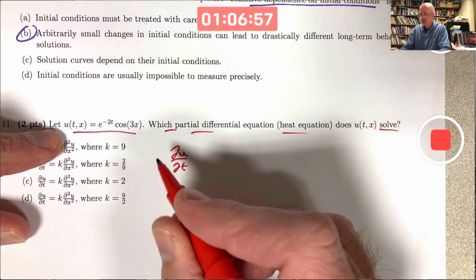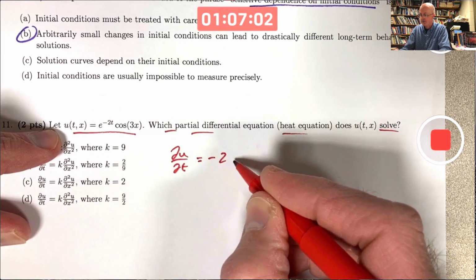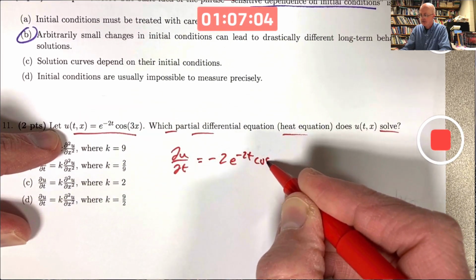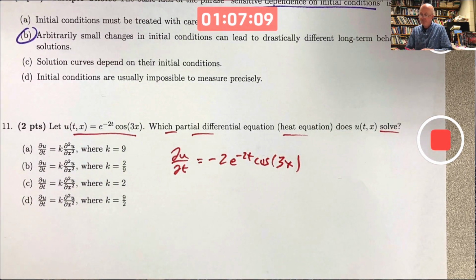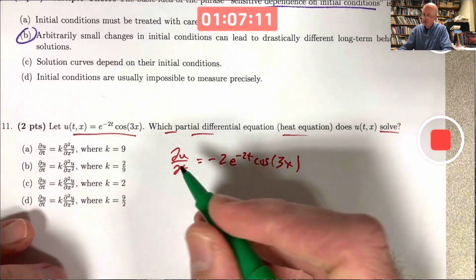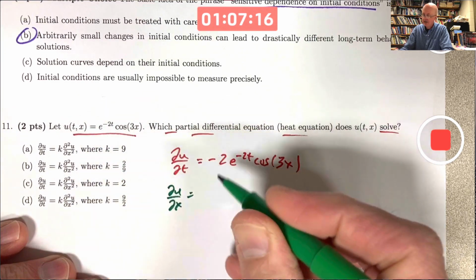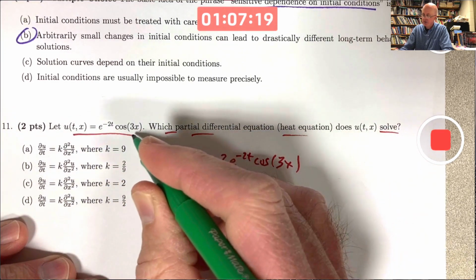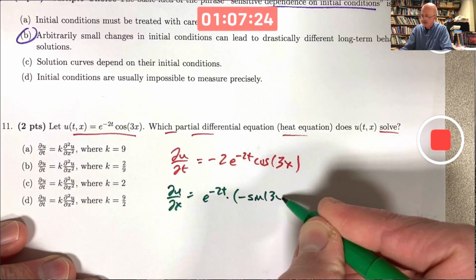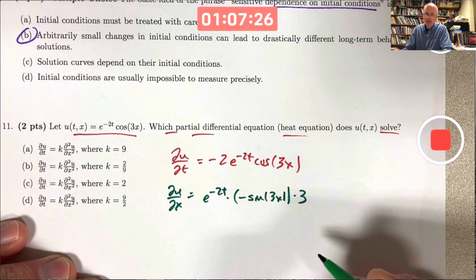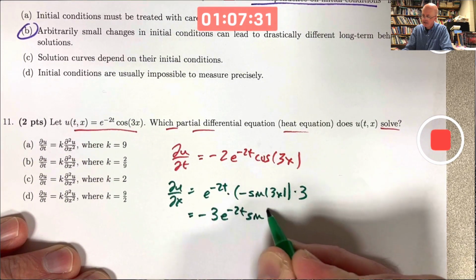Partial derivative with respect to t treats the x as constant, so cos 3x is constant. I get an extra factor of -2 from the chain rule. There's the partial derivative of u with respect to t. For the first order partial with respect to x, treat the t as constant. The e to the -2t just stays there. Derivative of cos 3x with respect to x will be negative sine 3x times 3. Simplify a little bit. This is -3 e to the -2t sine 3x.